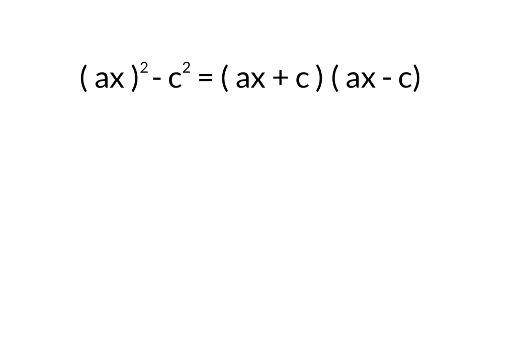So in summary, if you have a quadratic expression that can be written as one squared term, subtract another squared term, so here we have ax all squared minus c squared, where a can be any positive whole number, and c being again a positive whole number, you can straight away factorize it as ax plus c and ax minus c.